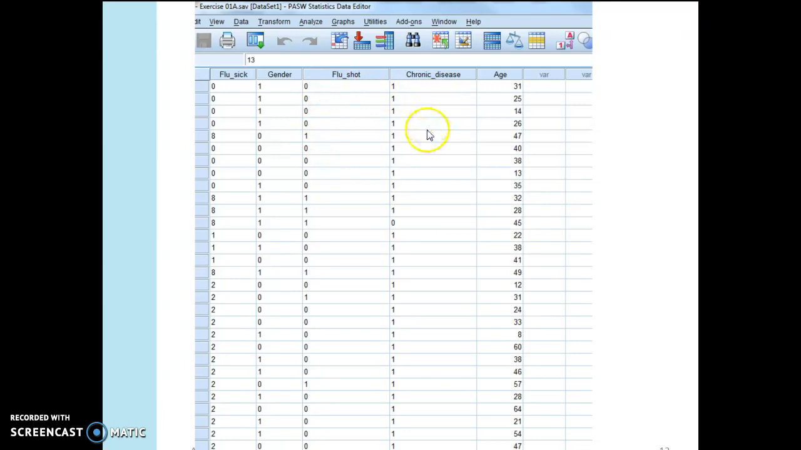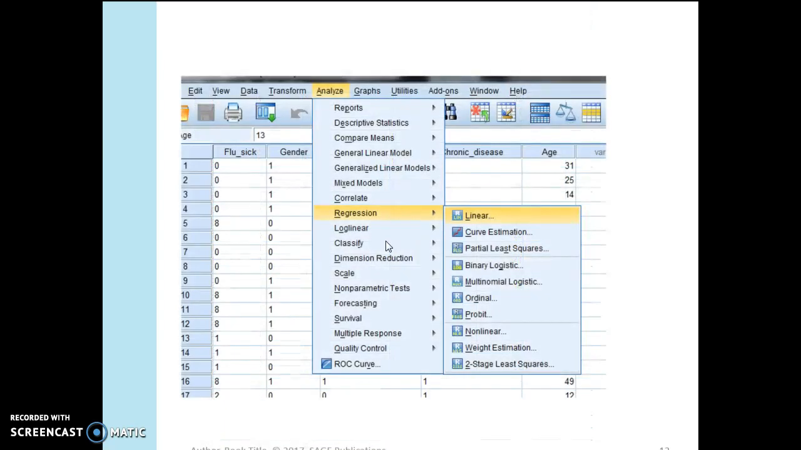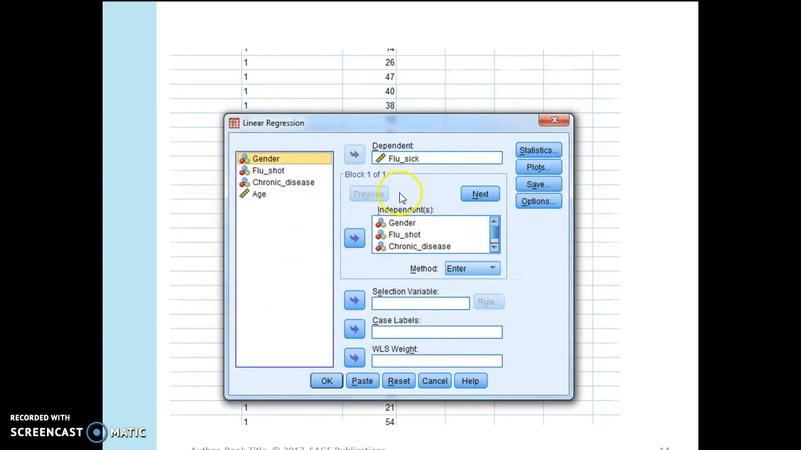Chronic disease, are you a person that has a chronic disease? Well, if you do, it looks like you get a 1, and if you don't, you get a 0. And the age, that's a continuous variable there for the most part. These others aren't. Let's see what happens. You go to analyze, regression, linear, same process. You put in flu, sick, that's how many days you were sick. And you see, that's a continuous variable.